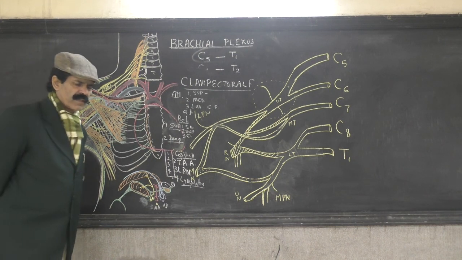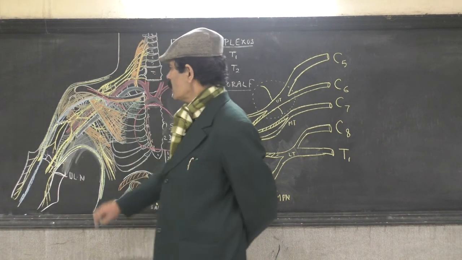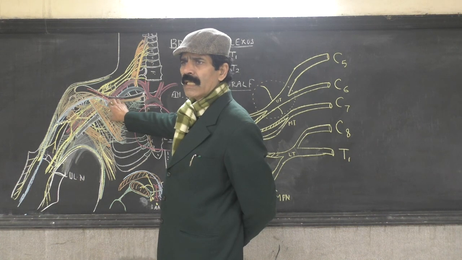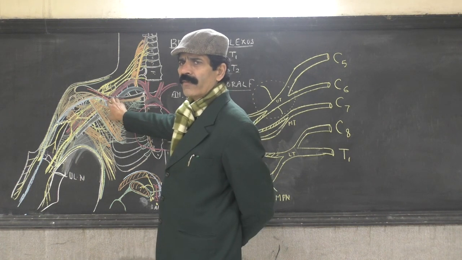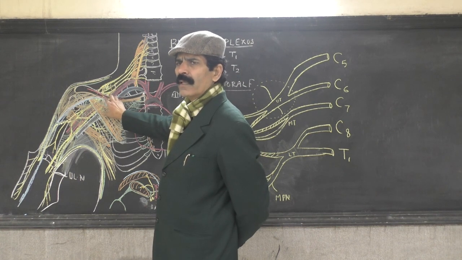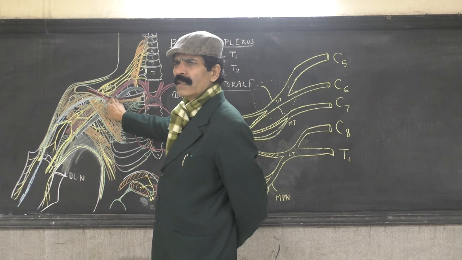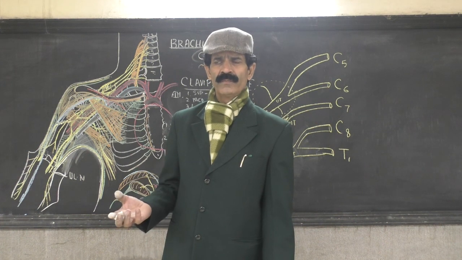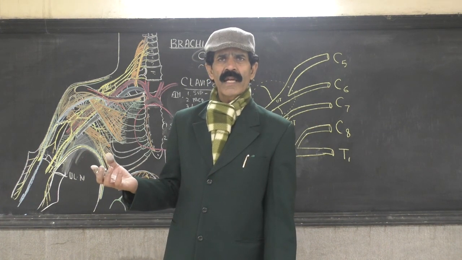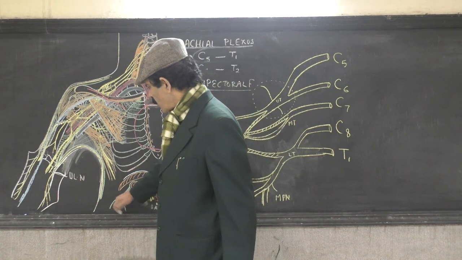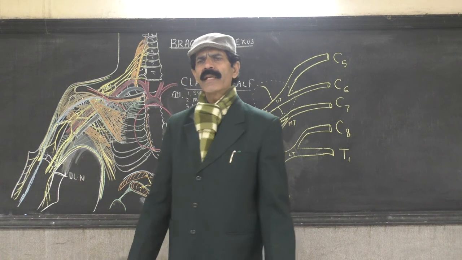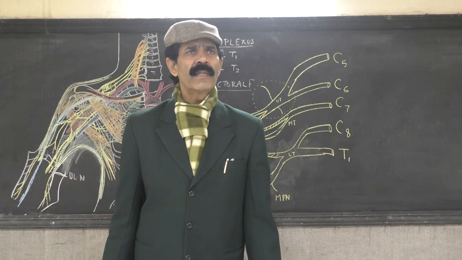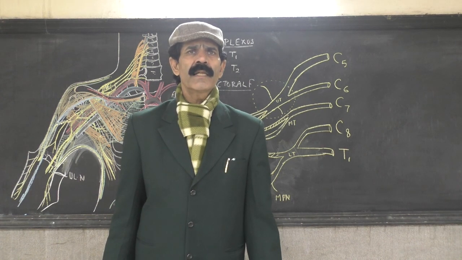Last is the function. So the first function of the clavipectoral fascia is the protection of the neurovascular bundle. That is the axillary vein, axillary artery, apical group of the axillary lymph nodes, and the three cords of the brachial plexus with their branches. So that is the function. The second function is that it pulls the axillary fascia and maintains the contour of the armpit. So that is how we finish with the clavipectoral fascia.